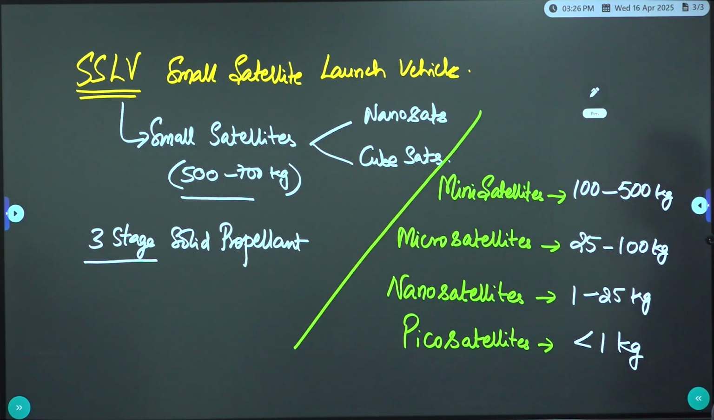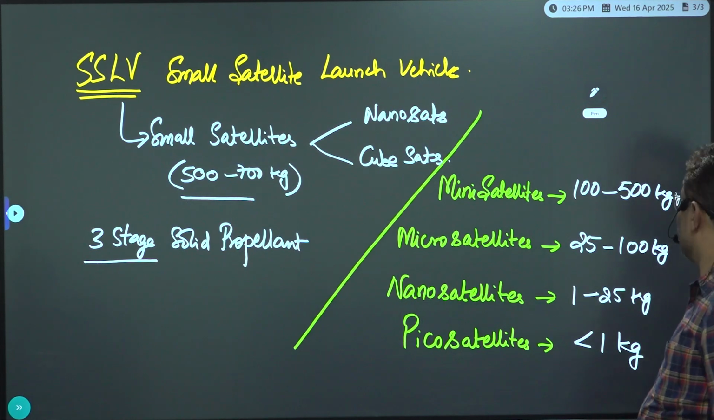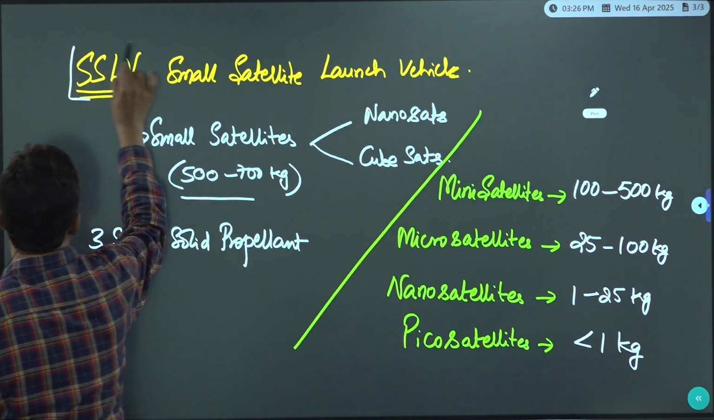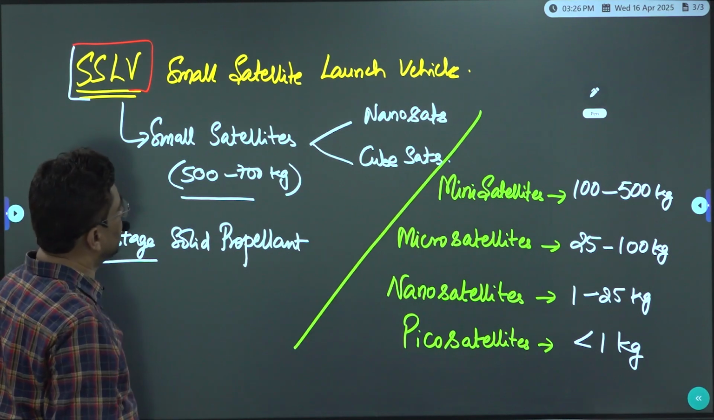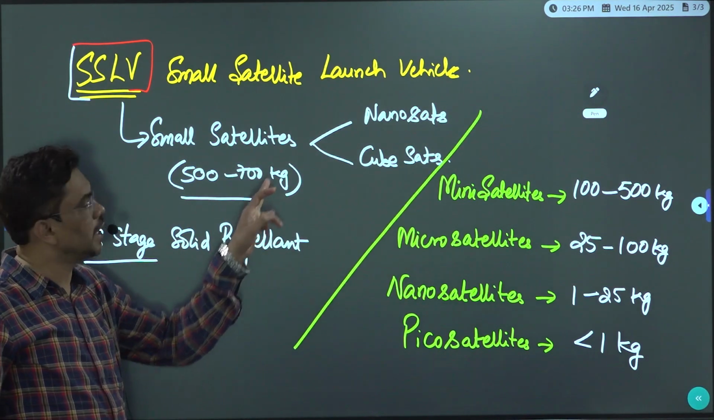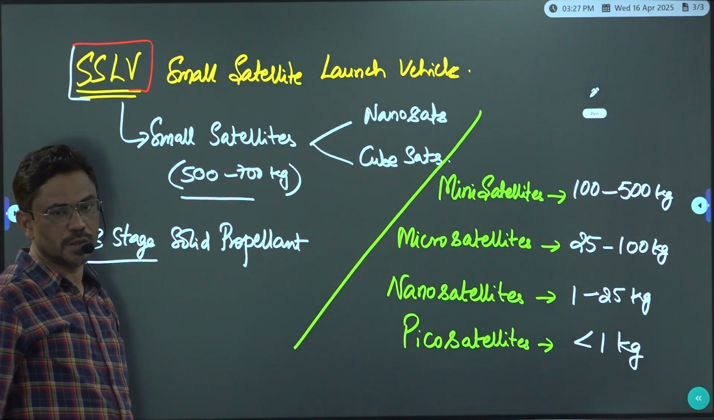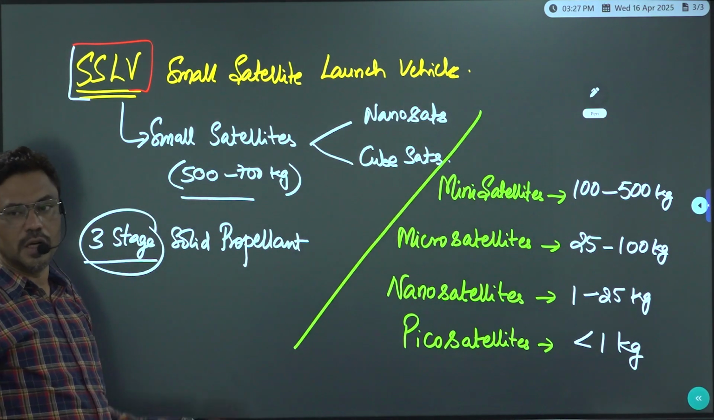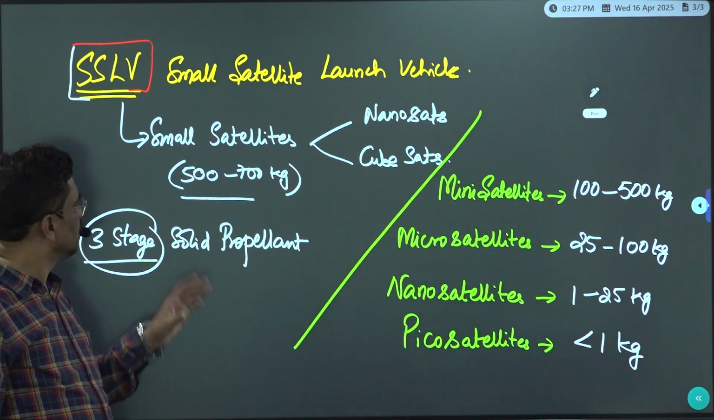These are small satellites. Just to remember, small satellites. ISRO has developed small satellite launch vehicles to launch small satellites of weight 500 to 700 kgs, like nanosats and CubeSats. So you remember this one. This is a 3-stage solid propulsion system.